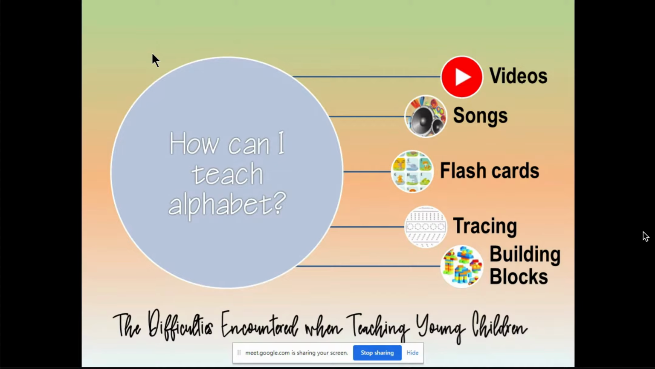Some use videos nowadays, songs, flashcards, which are still used even before because you could use old folders and any recyclable materials for flashcards. Tracing is also a good thing so that they could practice writing, and also building blocks. The ones with letters, little by little, they could form into simple CVCs or sounds.